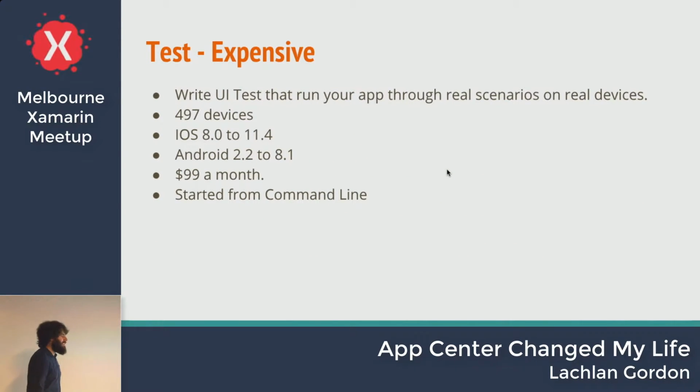Okay, Test Cloud. I don't use this much, but it's got a lot of big potential. You write UI tests that click through, pretend to do all the things that really happen in your app, and you can run them on 497 different devices, ranging from iOS 8 through to 11.4. Actually, no, I wrote this slide a week ago. They've got 12 in there now. Android 2.2 through to 8.1.